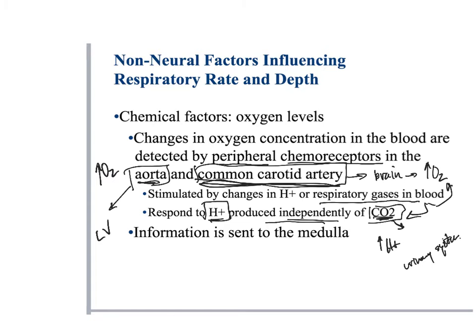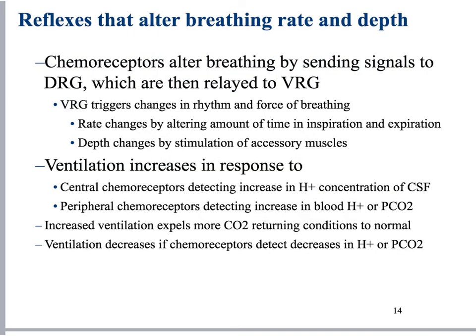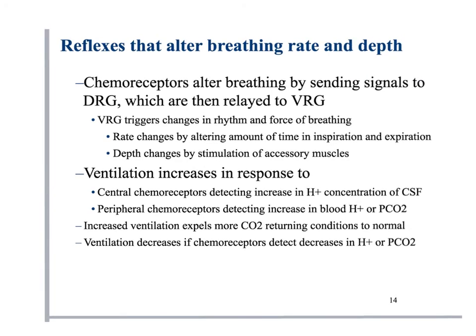And then your body will help. The respiratory system helps counteract that by increasing respiration. All this information is sent to the medulla, the respiratory centers, and influences respiration rate. The chemoreceptors send signals mainly to, like I said, the dorsal respiratory group. That's relayed to the ventral respiratory group, and this group triggers the changes in rhythm and force. So we can influence both the rate and depth of breathing.